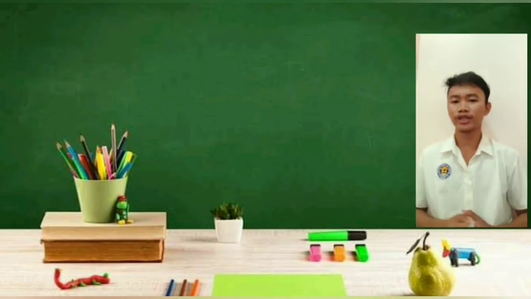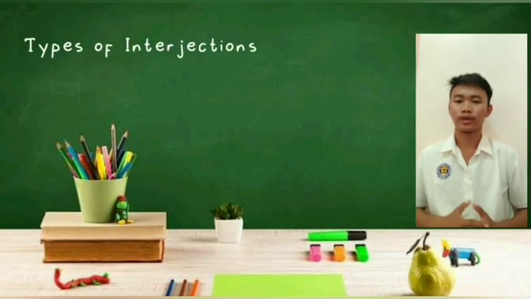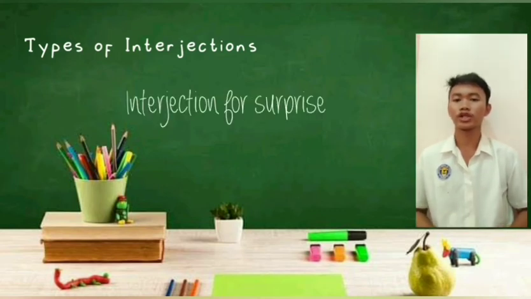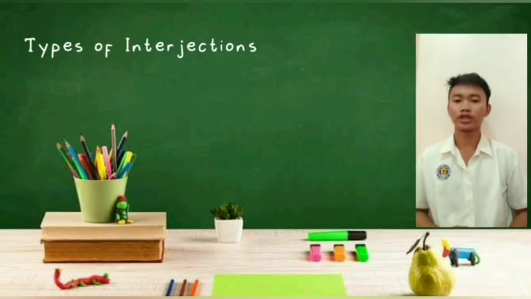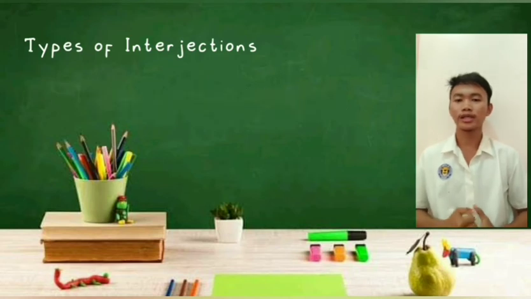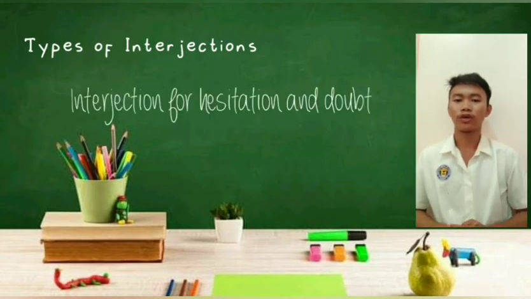So there are different types of interjections. First is the interjection for joy. Second is the interjection for surprise. Third is the interjection for grief and pain. And fourth is the interjection for hesitation and doubt.